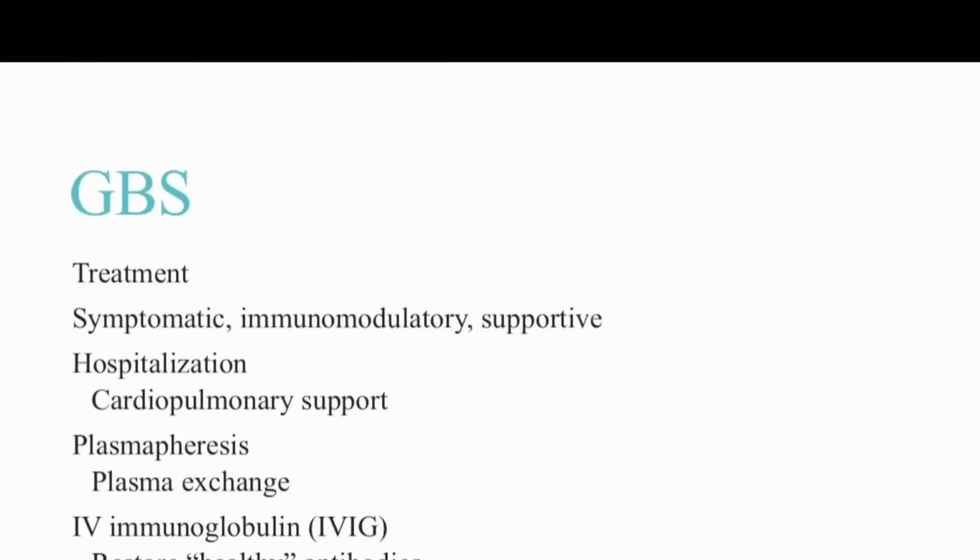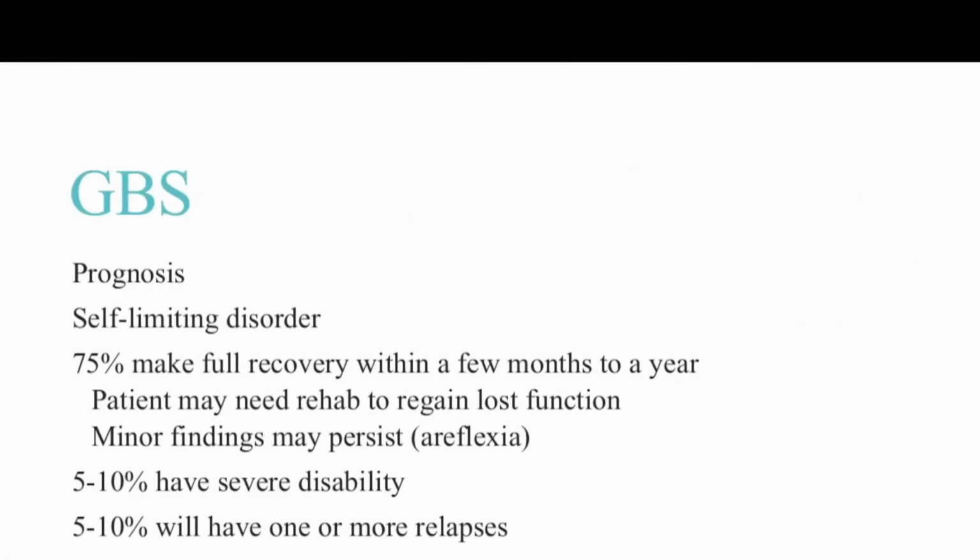Treatment, symptomatic, so whatever symptoms they're having, supportive treatment, hospitalization, watch out for cardiopulmonary support, especially if the ascending paralysis got so high that now it's affecting your muscles of respiration. You can do plasmapheresis, IVIG, you restore your healthy antibodies, and obviously analgesics as well.